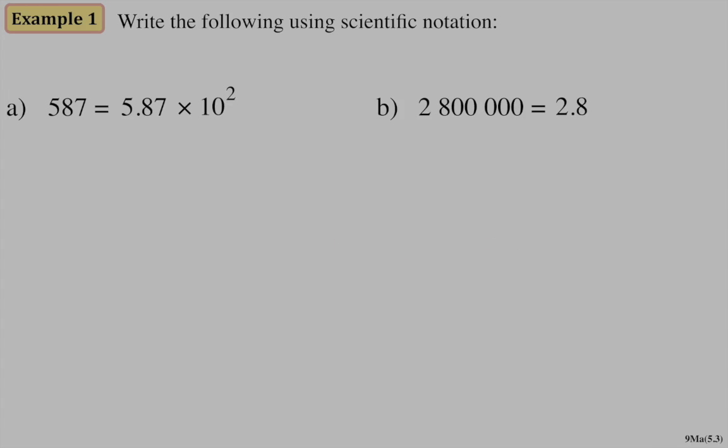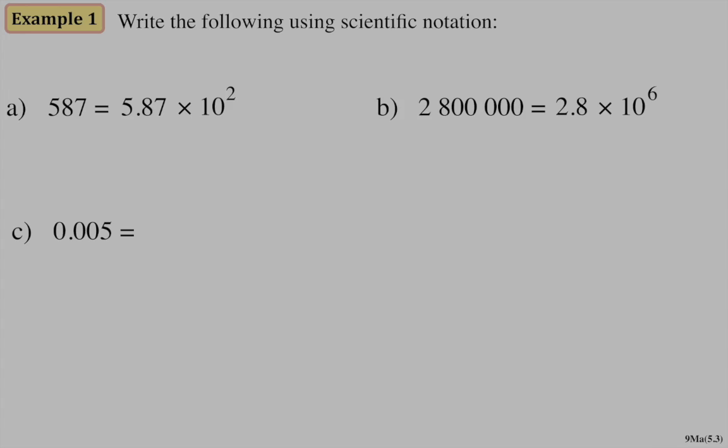Now the decimal was originally here. We put it between the 2 and the 8, and there are 1, 2, 3, 4, 5, 6 numbers between those 2 decimal points, so we'll write times 10 to the power of 6.